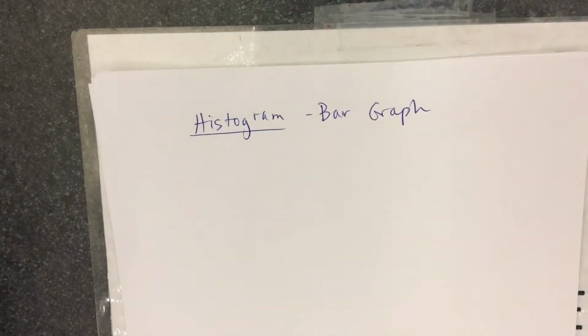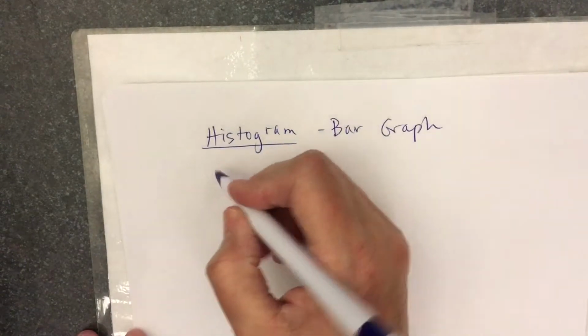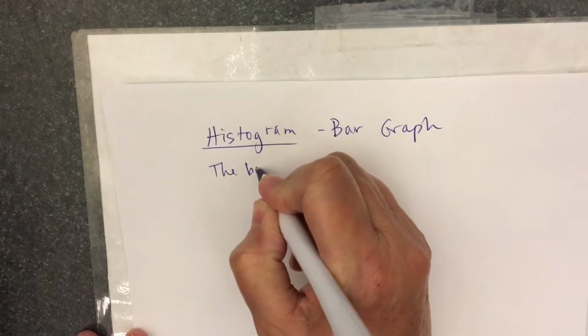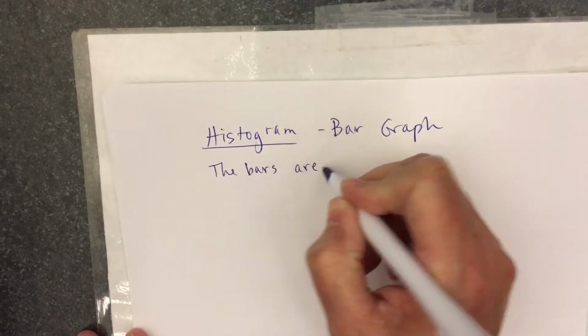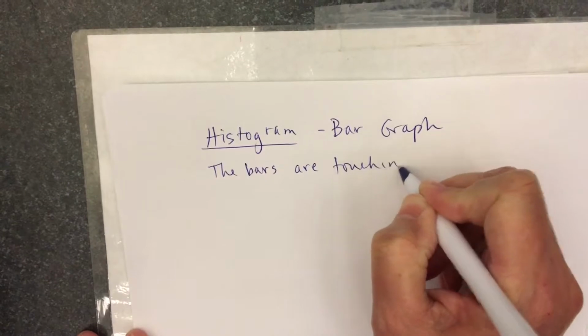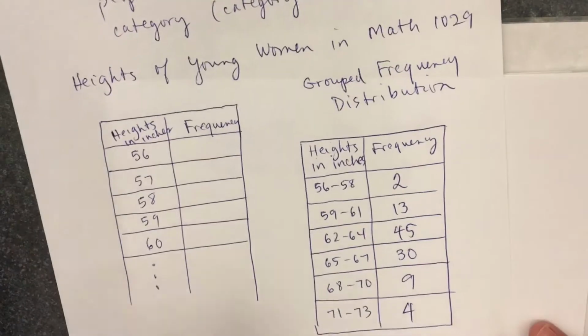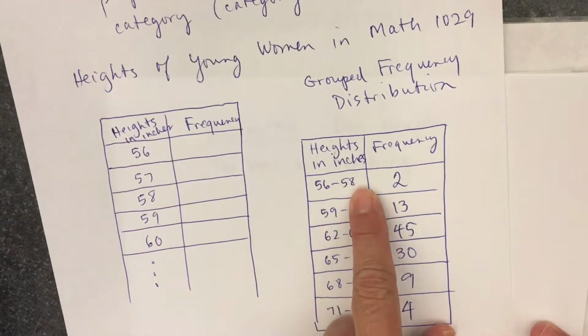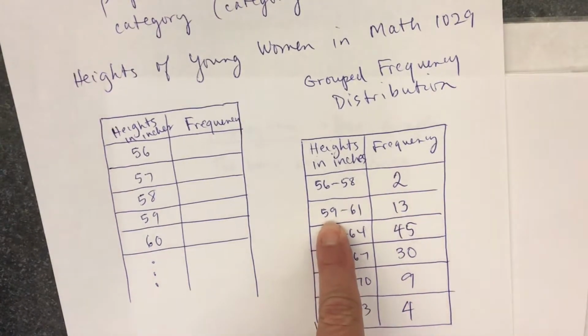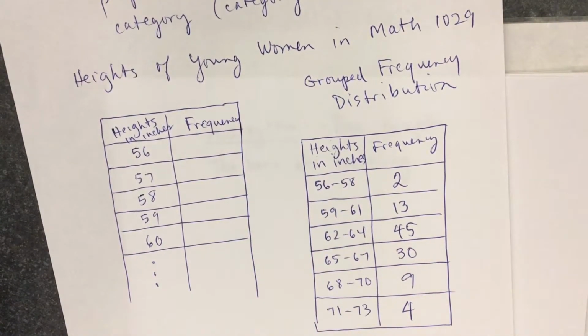A histogram is a bar graph where the bars are touching each other. The reason they're touching is because we can kind of flow from one to the next. Like my heights of young women, my categories go from 58 to 59. And 58 and 59 are consecutive numbers. So for that reason, we would have adjacent bars touching.